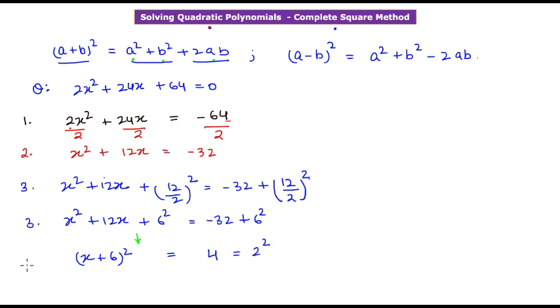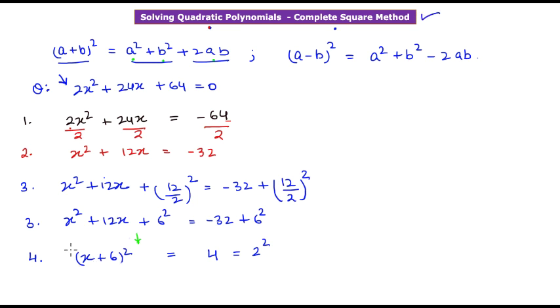Now what you have accomplished so far, if I label this as my step number 4, is that you have converted this original expression, which was in this form, into something that is a complete square. And that is why it is called the complete square method.